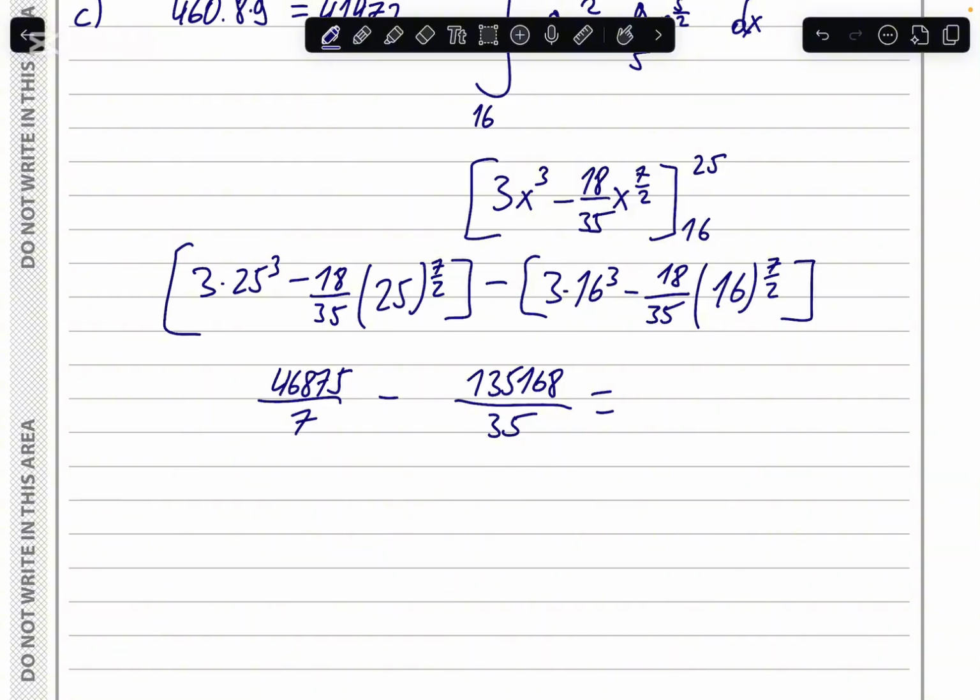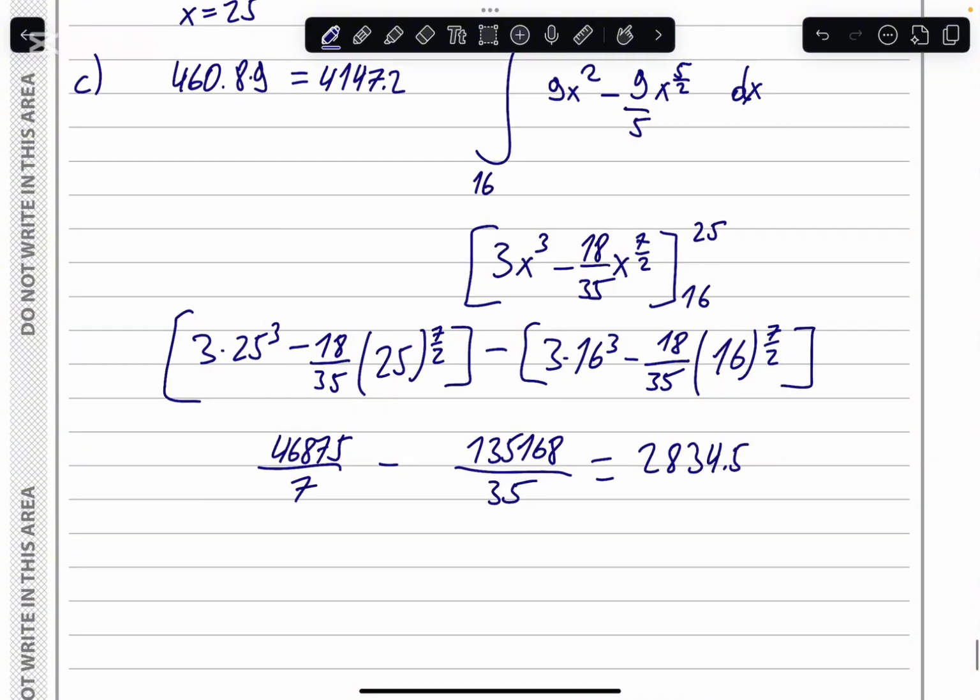And if we take away these two values, we're left with an answer of 2834.5. And now we just need to take away the previous value, to do the previous value minus this value that we found now, to find the value of the area underneath the graph, which is 1312.7.